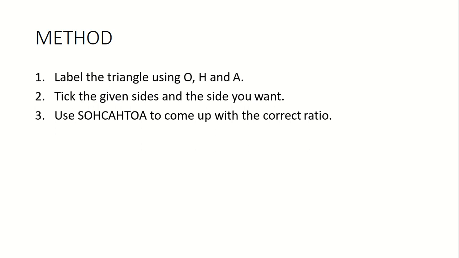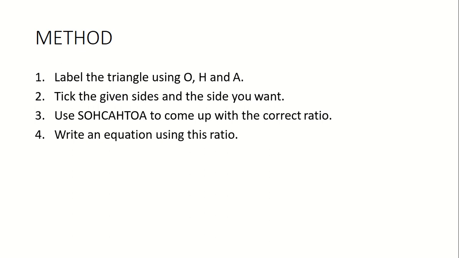Now SOHCAHTOA will help you figure out whether you're using the sine ratio, the cos ratio, or the tan ratio, where SO stands for sine, opposite, and hypotenuse. CA stands for cos, adjacent, hypotenuse. That is, cos is equal to adjacent over hypotenuse. TOA stands for tangent is equal to opposite over adjacent. Obviously, you will use one of those three ratios depending on what you are given.